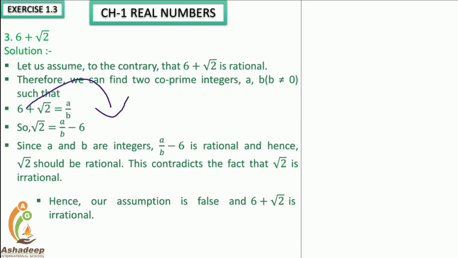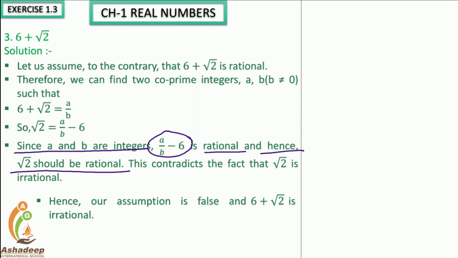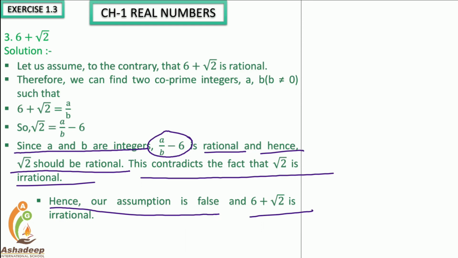Now 6 goes to the other side, it becomes minus, so root 2 is equal to a by b minus 6. Here a and b are integers, therefore a by b minus 6 is a rational number. Hence root 2 should be rational. This contradicts the fact that root 2 is an irrational number. Hence our assumption is false and 6 plus square root of 2 is an irrational number.